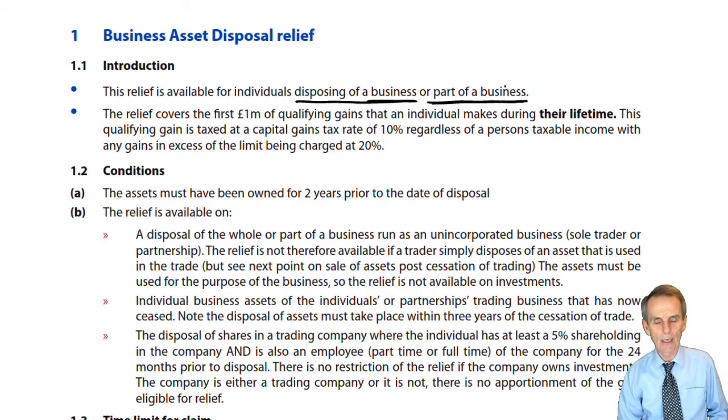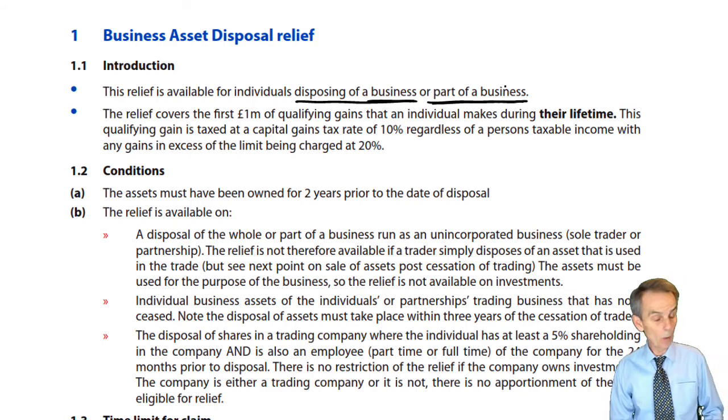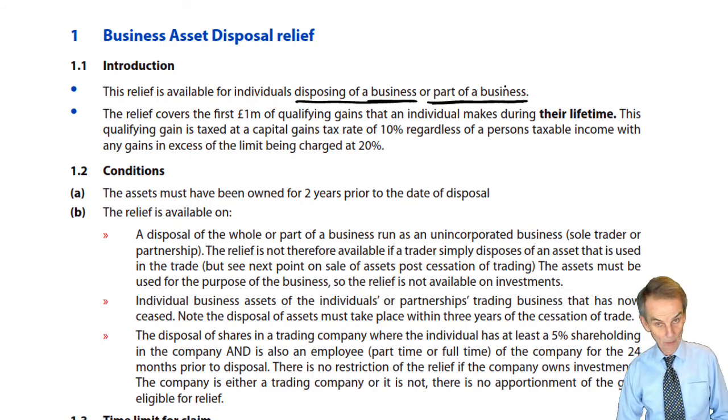What we've also said is that not all businesses are run as unincorporated trades. Often, of course, it is the case that we own shares in a company, where therefore we have a qualifying disposal of shares. Then that disposal will again be eligible if all the conditions have been satisfied. We only have to know a few of those, by the way. Then business asset disposal relief will be available.